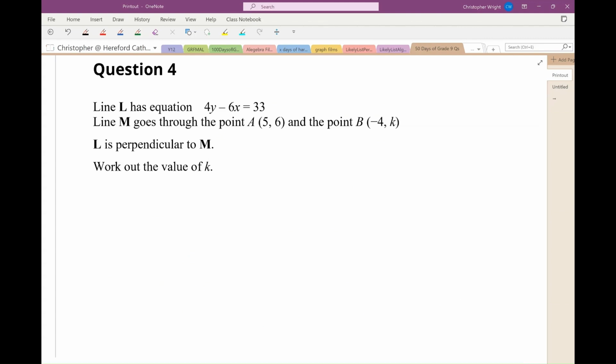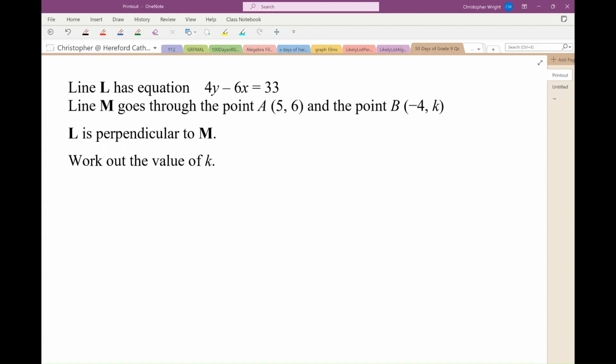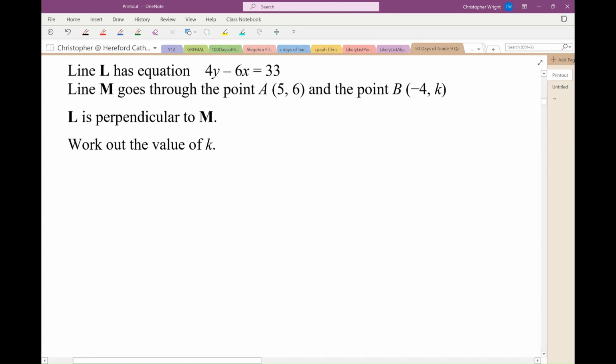Question 4, right, this is a question on coordinate geometry, and it needs a bit of a think about before you dive in, I would suggest. Let's have a look. We're given the equation for line L, and we're told some facts about line M. It goes through the point A, and it goes through the point B, and look at this.